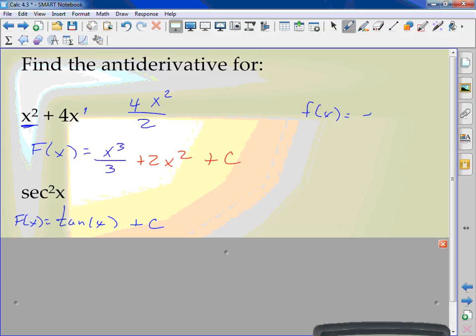What's the antiderivative of e to the x? What's the derivative of e to the x? E to the x. So what's the antiderivative of e to the x? E to the x. It stays the same.